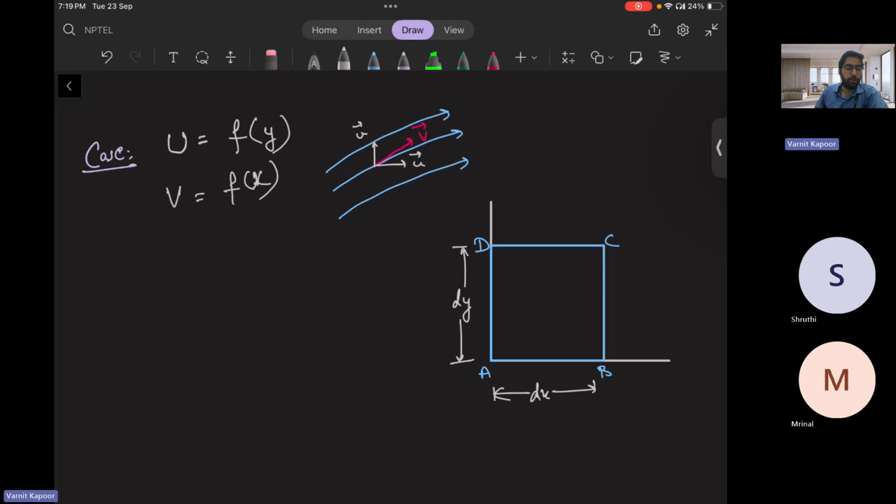Okay, so there is my velocity u in the x direction, and it is changing with y, not x. So in the y direction it will change, that is u plus ∂u/∂y dy, right? And there is a velocity v in the y direction, and it is changing with x. So in the x direction it will be v plus ∂v/∂x dx. Okay, ∂v/∂x dx.